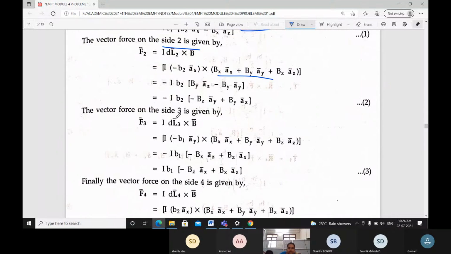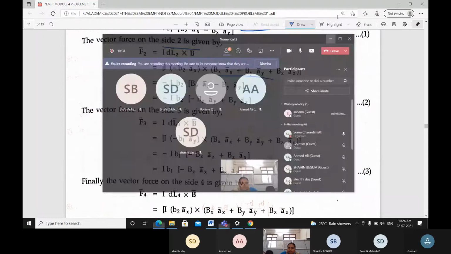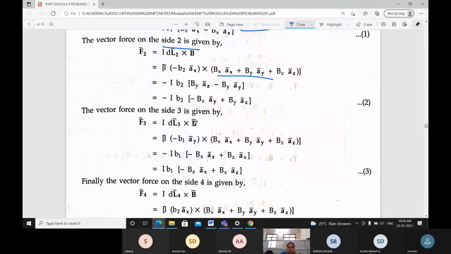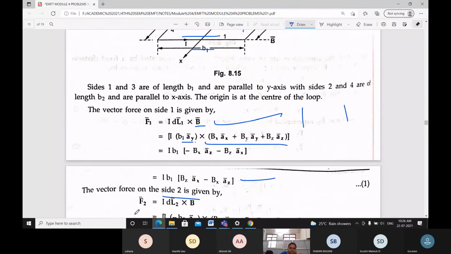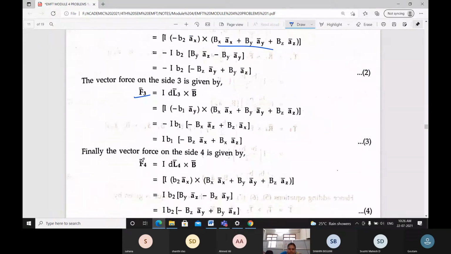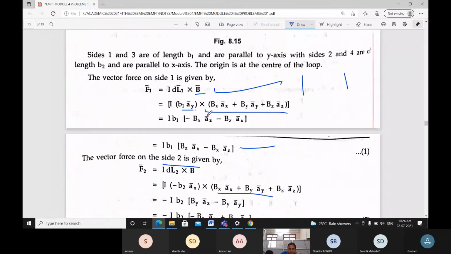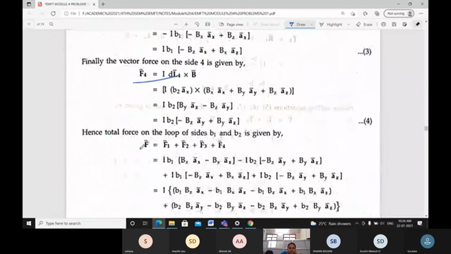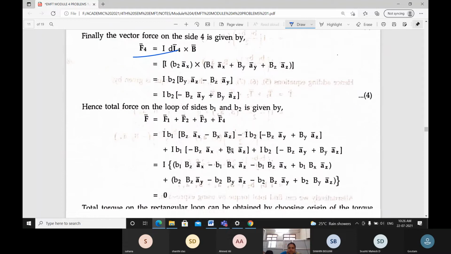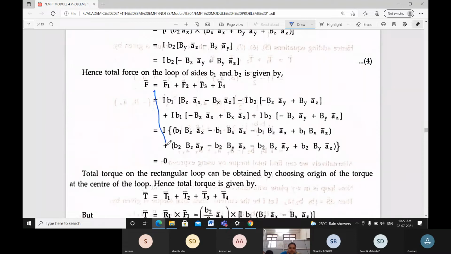Then side 3 and side 4 we take the same way. You have to go on substituting for F1 and F2 and also F3, and in the same way for F4 also. Then you have to add all four equations. You will get the total force F equals F1 plus F2 plus F3 plus F4. Substitute in the equation, and lastly you will get 0 only.